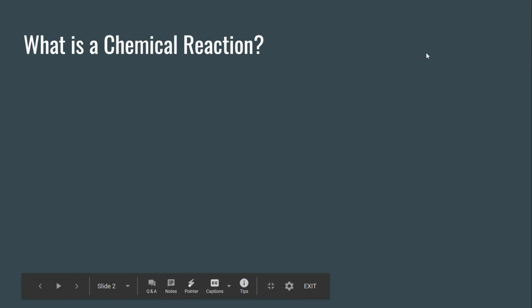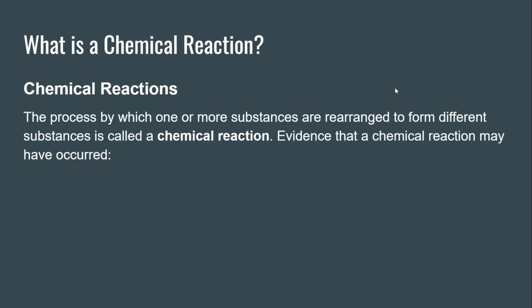So today I'm going to begin by reviewing what is a chemical reaction. We've already seen the classifications of chemical reactions. We've also seen balancing of chemical reactions. So let's define what is a chemical reaction. The process by which one or more substances are rearranged to form a different substance is called a chemical reaction. So how do you know that a chemical reaction has happened?